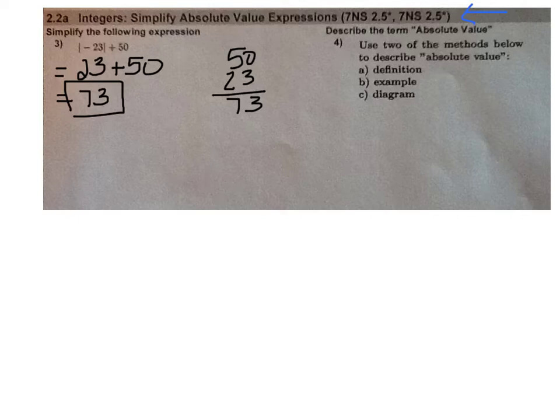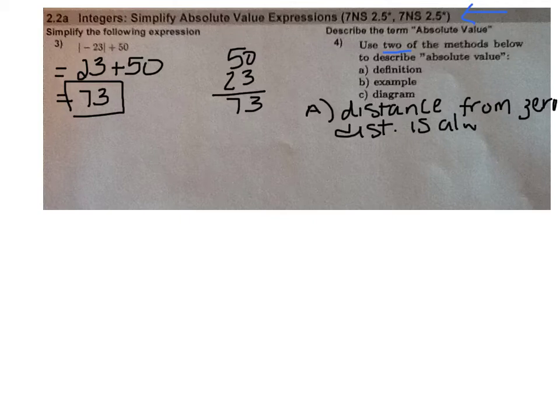Number 4 says, describe the term absolute value. And then it says, use 2 methods below to describe absolute value. So the definition you could put as the distance away from 0. And then you should probably put in there that distance is always positive. And even though I'm abbreviating, I really expect you to write it out in a complete sentence.